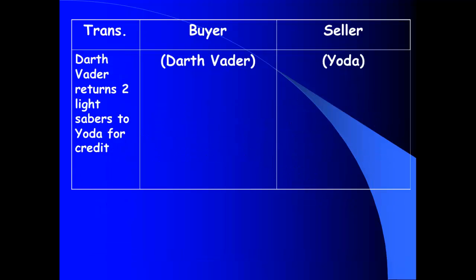Darth Vader didn't like two of those lightsabers, so he returned them to Yoda. He has not paid for them yet. Instead, Yoda will reduce the amount that he owes him. We're back to being Darth Vader now. We have just returned the lightsabers.